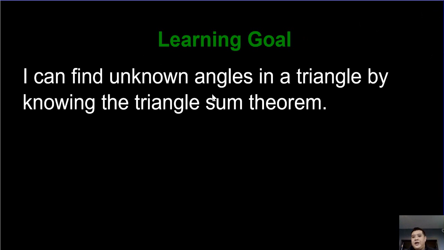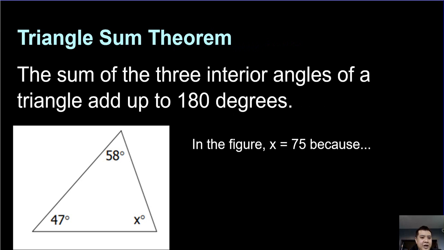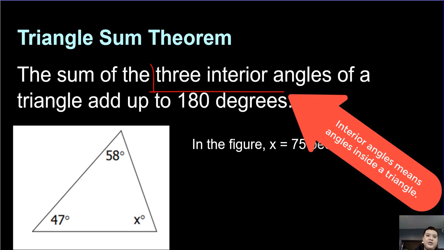Today's learning goal is, I can find unknown angles in a triangle by knowing the triangle sum theorem. So let's go ahead and get started. The triangle sum theorem, I think you may have learned this last year, states that the sum of the three interior angles of a triangle add up to 180 degrees. Interior angles are just the angles that are inside the triangle. So this is an interior angle, this is an interior angle, and this is an interior angle.